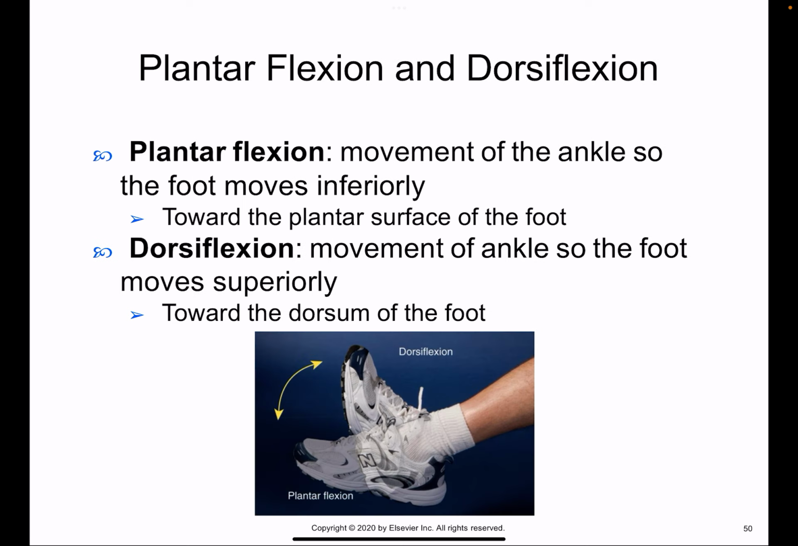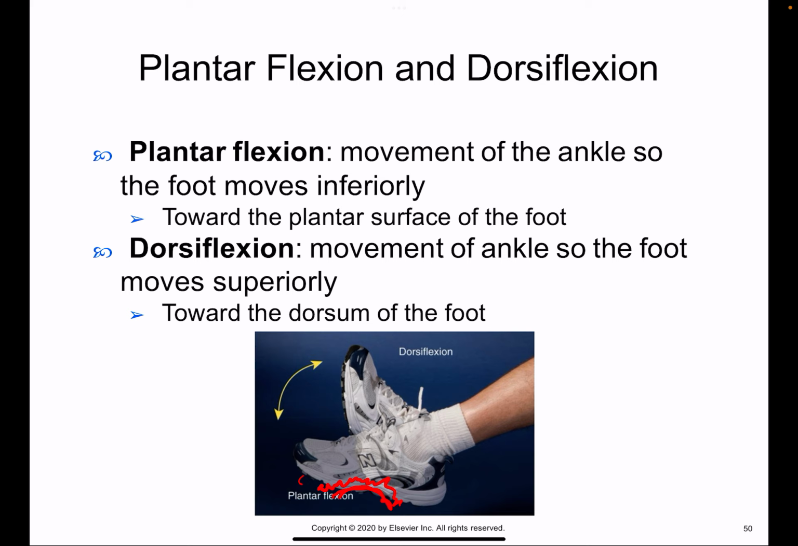Plantar and dorsiflexion, right? Plantar flexion, of course, we're putting gas to the pedal or pedal to the gas, one or the other. And this is going to move inferiorly, so it's going to move below towards the plantar surface of the foot. So when I do this, I recommend all of you do this. I'm going to feel this part of my foot actually flex, and that's why it's called plantar flexion. It's because the plantar part of your foot is flexing.